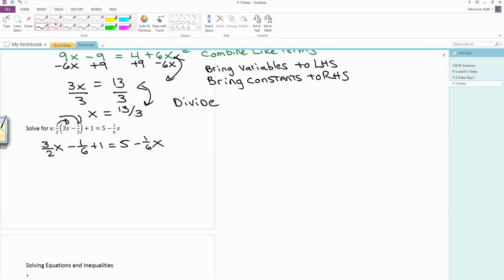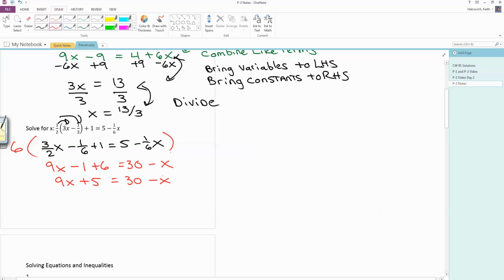Then we're going to multiply. The common denominator here is 6. 2 goes into 6 3 times, so you get 9x minus 1, because 6 goes into 6 once, plus 6 equals 30 minus x, because 6 goes into 6 once. Combining like terms, we get 9x plus 5, because -1 plus 6 equals 5, equals 30 minus x.